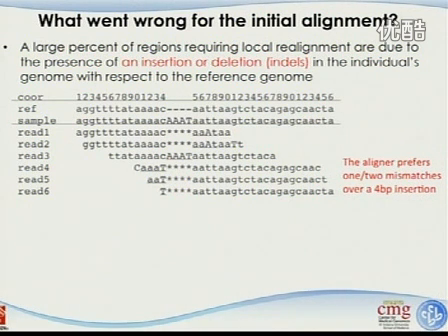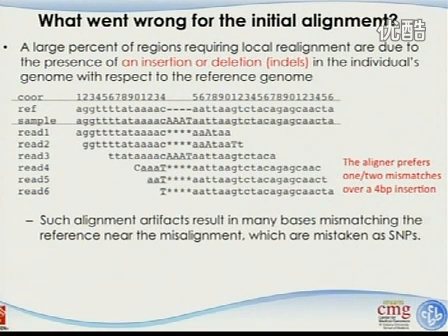So this really tells us that when we do the initial alignment, we are trying to optimize the locations for one individual read, not to consider all the reads as a whole. Okay? And such alignment artifacts result in many bases mismatching the reference near the misalignment, which are mistaken as SNPs. Some of them will be mistaken as SNPs.